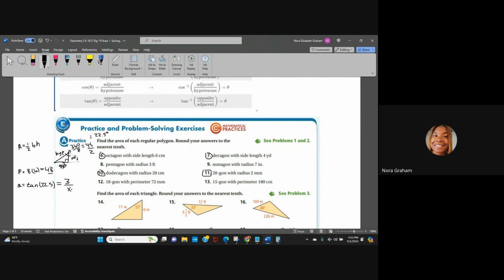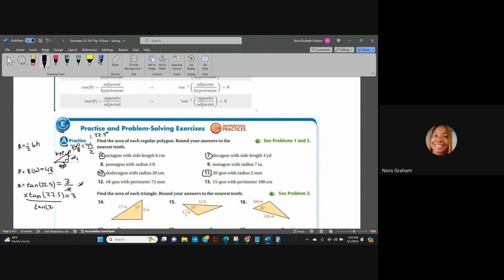So to get my X isolated, I multiply both sides by X. When I multiply both sides by X, these will cancel out. Then I get X tan of 22.5 equals 3. And then I can treat that trig function just like its own kind of variable, or like its own kind of number. So I can divide everything, because my key is I'm trying to get X all by itself. I divide everything by tan of 22.5. See what I mean?